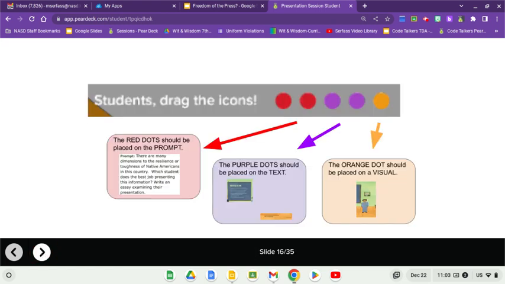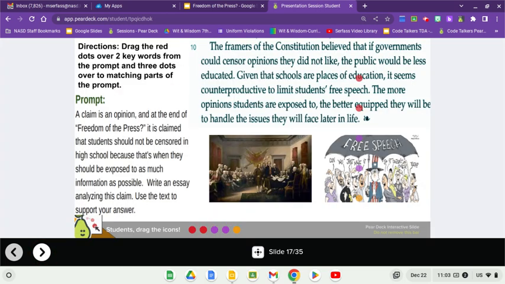Let's break it down one last time with our red, purple, and orange dots. Please take a moment and put your two red dots on the two most important words in the prompt there to the left. Please do so now. Now, please get your two purple dots. You can put them right under number 10 if you need some place to put them. They're underneath the umbrella right now. And I want you to find two parts of paragraph 10 that you feel help to address the prompt there on the left. Please do so now.